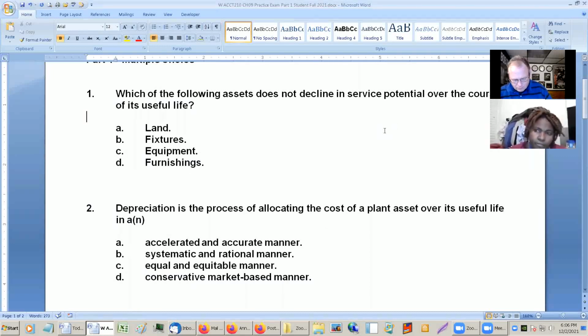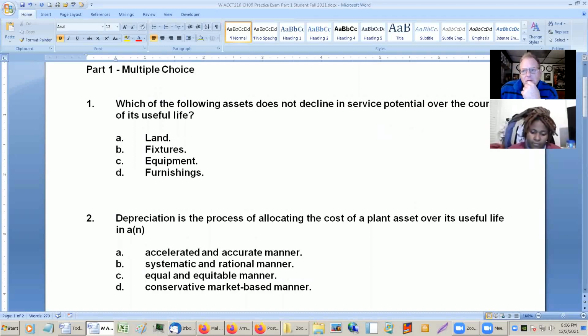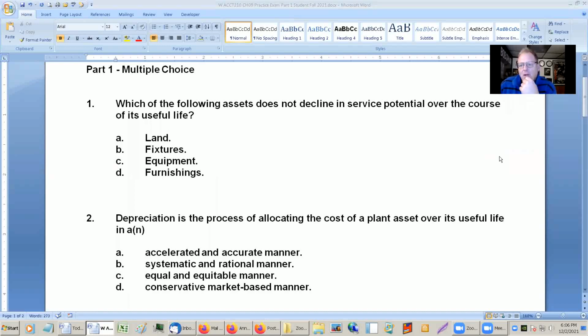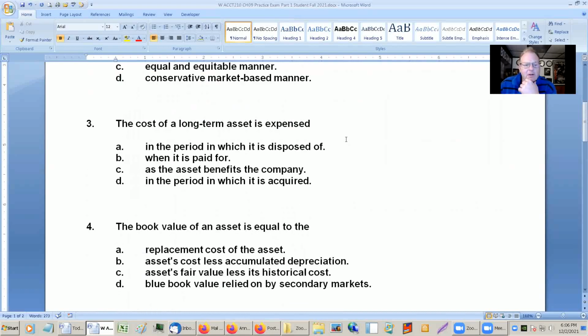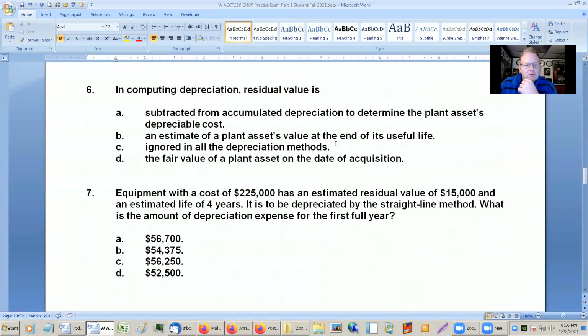Okay. I gotta do something here. Can't see my screen. Okay, now I can. So how many are there? 7? Yeah. Okay.